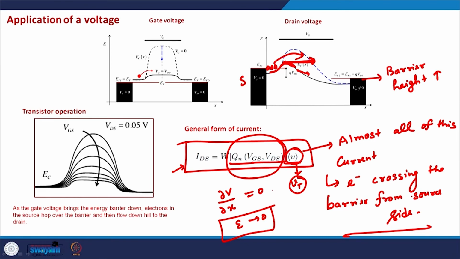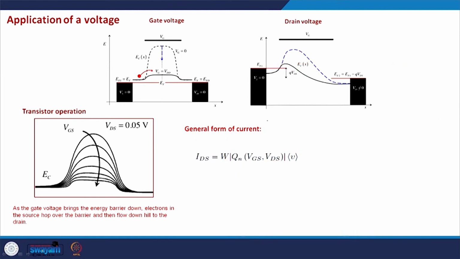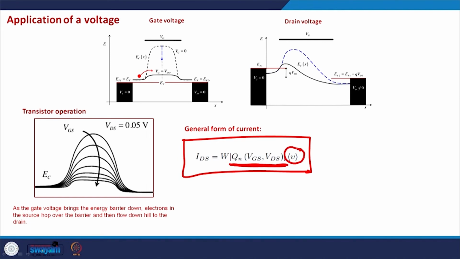So, now with this general form of current, as you might have already guessed, there are two distinct things here. One is the charge distribution, the charge inside the channel. Second is the velocity at which this charge is moving through the channel. And generally, this velocity is a subject matter of the electron transport theory.